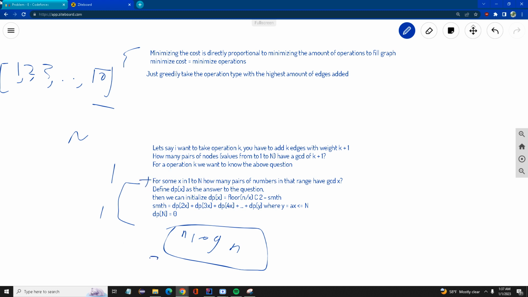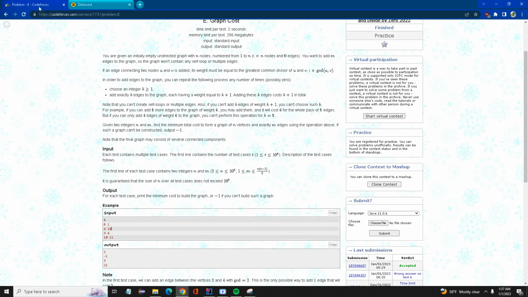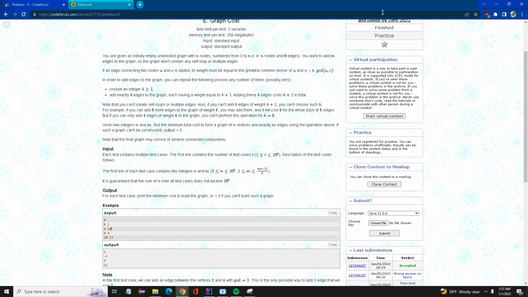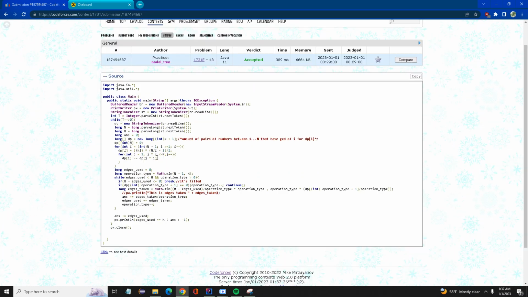So this is a kind of generic question. You can just accept that it's n log n, right? Whatever. It just happens to be fast enough. Yeah, that is effectively it. And we can look at the code.